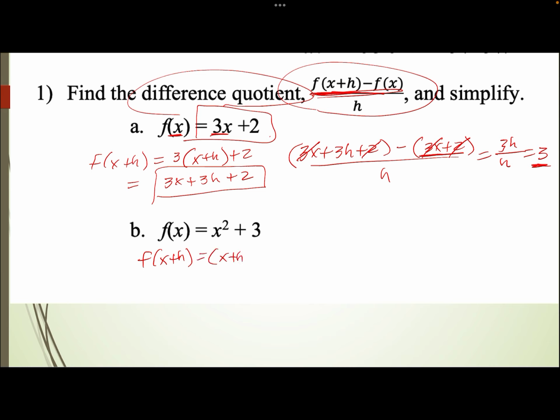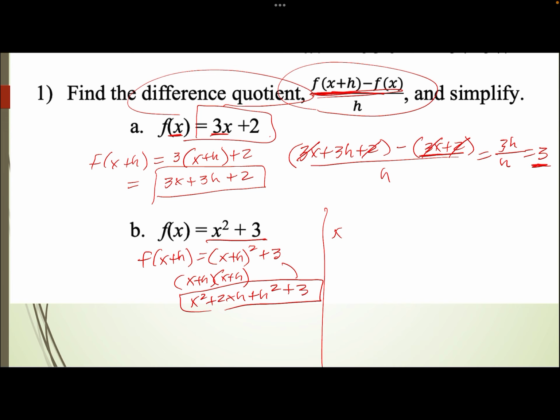So when you do x plus h squared, make sure you do x plus h times x plus h, which is x squared plus 2xh plus h squared, and then don't forget the plus 3. So there's my f of x plus h. Here's my f of x. I'm going to put it into the formula again. x squared plus 2xh plus h squared plus 3. And remember, you'll be given this formula. Minus x squared plus 3. And then don't forget all over h.